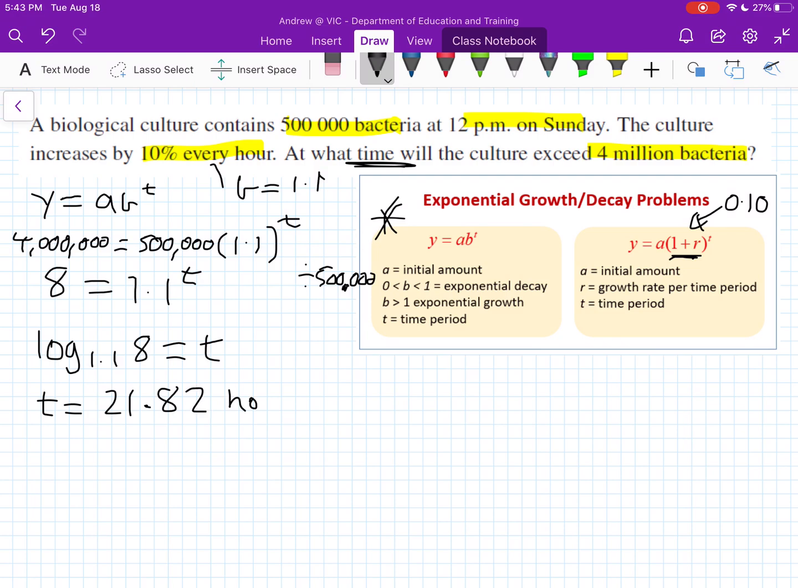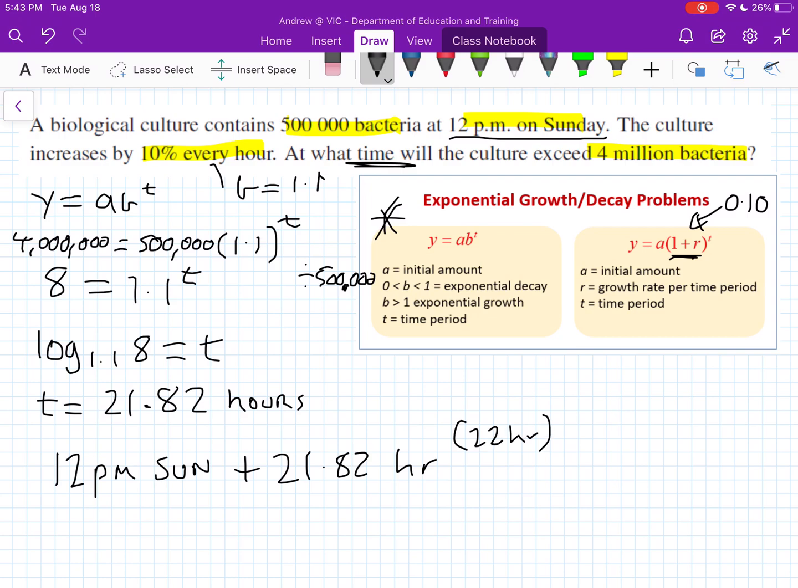If I did it correctly before. So 21.82 hours when you do this on your calculator. We haven't answered it yet, because it says at what time will the culture exceed 4 million bacteria? This is the total time it's taken. So this is 21.82 hours, but it started at 12 p.m. on a Sunday. So we need to do 12 p.m. Sunday plus 21.82 hours. If you wanted to, you could round this up to 22 hours.